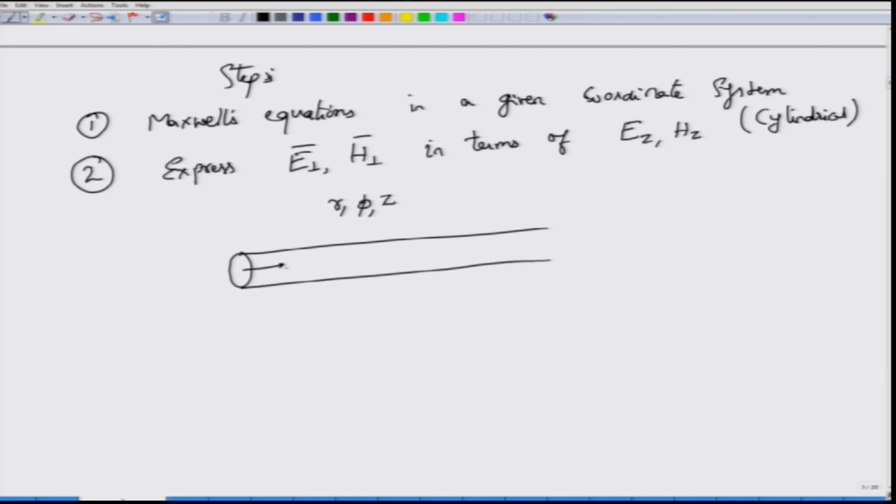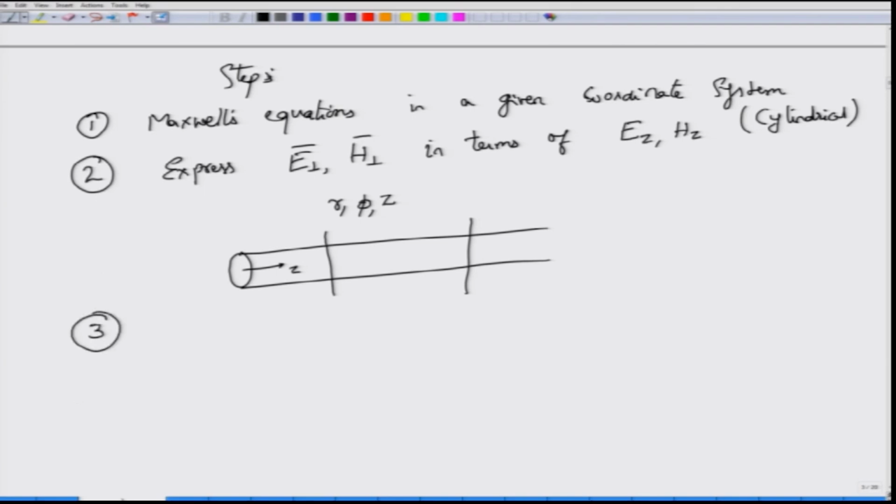So this is the z axis and it is uniform along the z axis, by which we mean that if you take a cross section here, it would be a perfect circle. If you take a cross section here, that would also be a perfect circle. So this is the uniform assumption that we are going to employ.